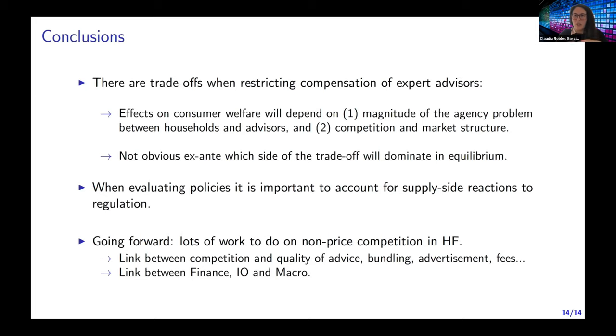But I think where I see the field going forward is as an intersection between finance and household finance, IO and macro. And I think right now these three fields are talking to each other, we're cooperating together. And that's where I see the field going, less of silos, but more as a combination of all these tools.